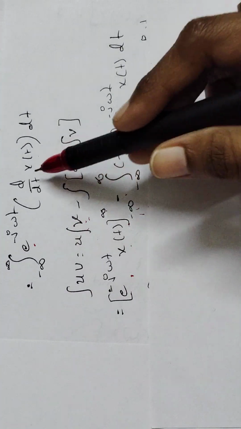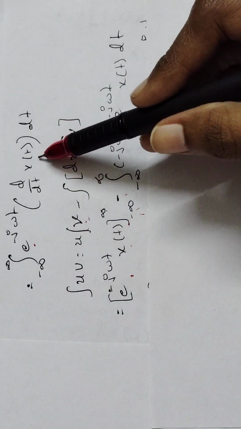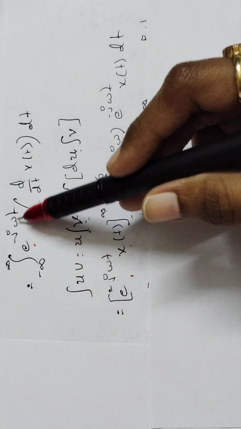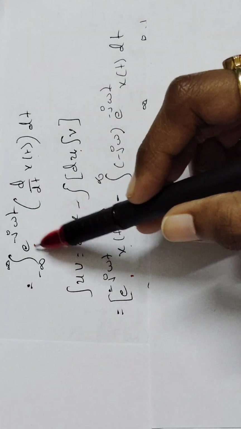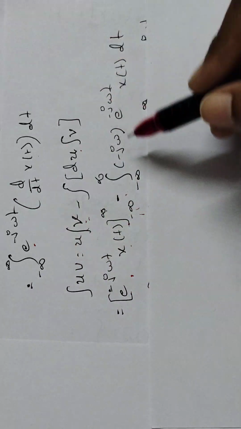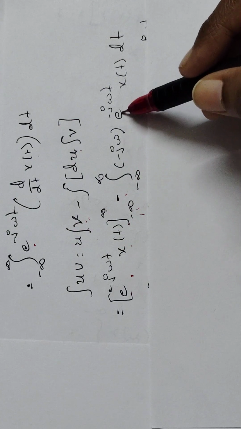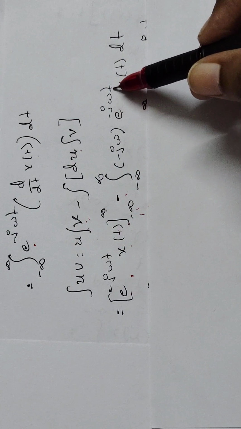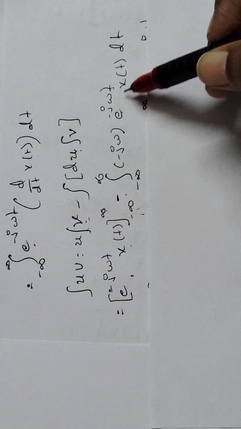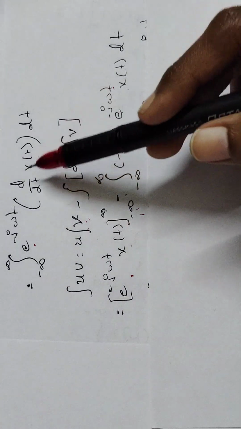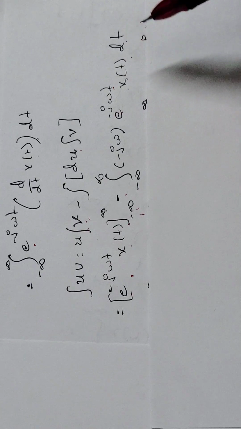minus integral of the differentiation of u. U is e power minus j omega t, so the differentiation of e power minus j omega t is minus j omega into e power minus j omega t, into integral of v. Integration and differentiation get cancelled, and we get x of t into dt.